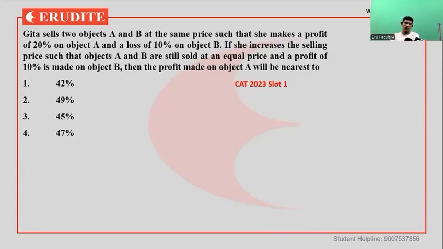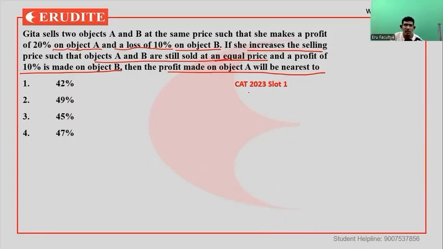It says, Geeta sells two objects A and B at the same price such that she makes a profit of 20% on object A and a loss of 10% on object B. If she increases the selling price such that objects A and B are still sold at an equal price and a profit of 10% is made on object B, then the profit made on object A will be nearest to what? Okay.